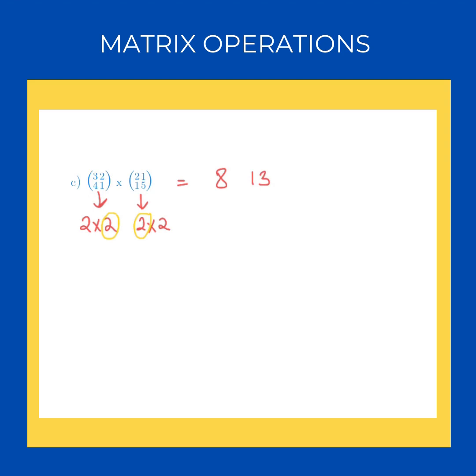I go down to the second row and I multiply the second row times the first column. So 4 times 2 is 8, and 1 times 1 is 1. So 8 plus 1 is 9. And finally, I multiply 4 times 1, which is 4, and 1 times 5, which is 5. So 4 plus 5 is 9. So this is my final matrix.